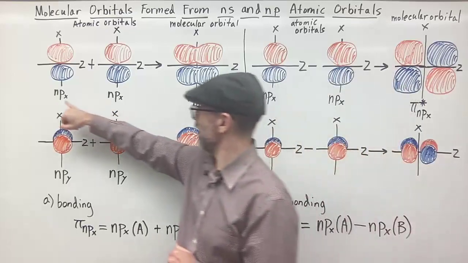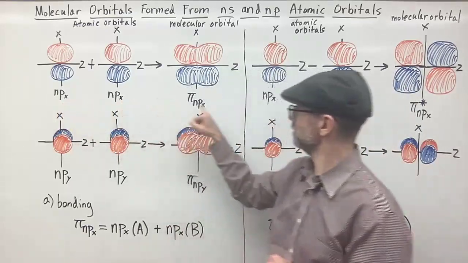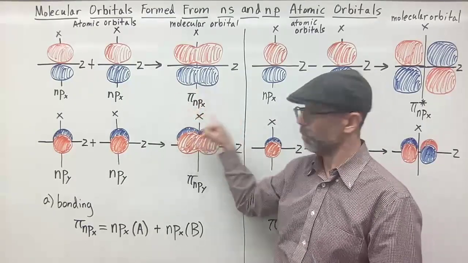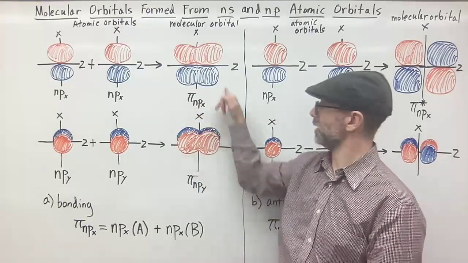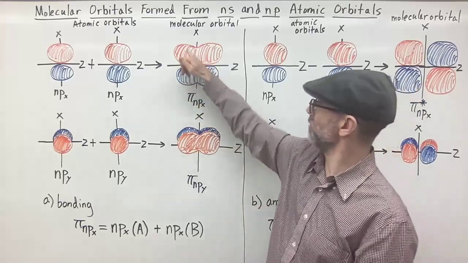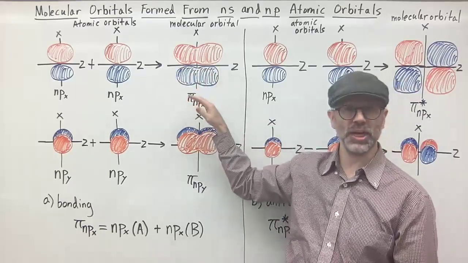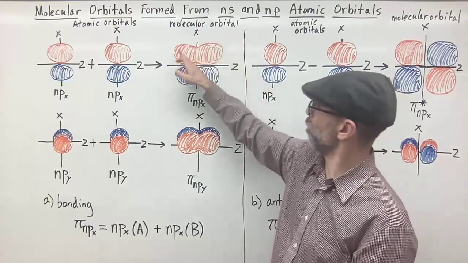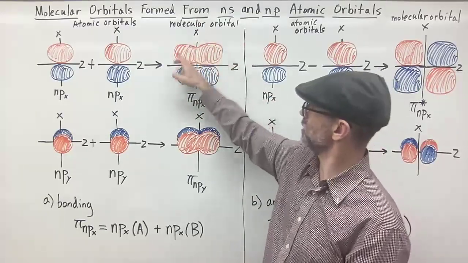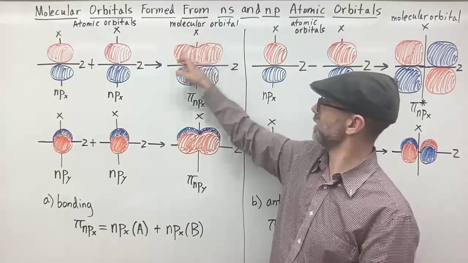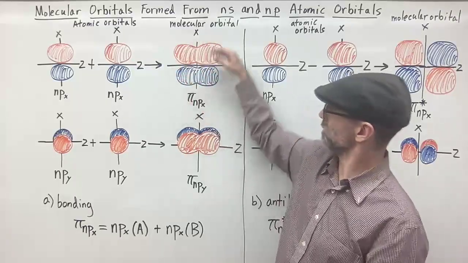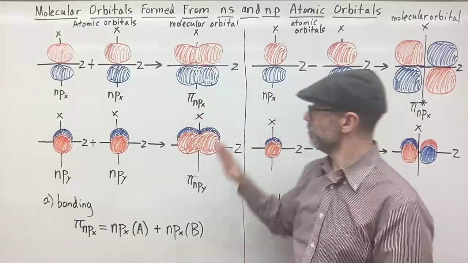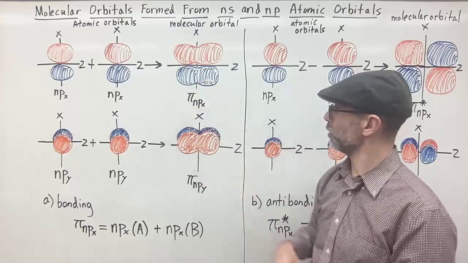So here we have npx plus npx. This is going to give rise to a pi npx molecular orbital. It's a bonding orbital. Again, we don't have any nodes here. You have an overlap, and then you have an increased amount of electron probability density above and below, with no nodes there. So that's going to be a bonding orbital.